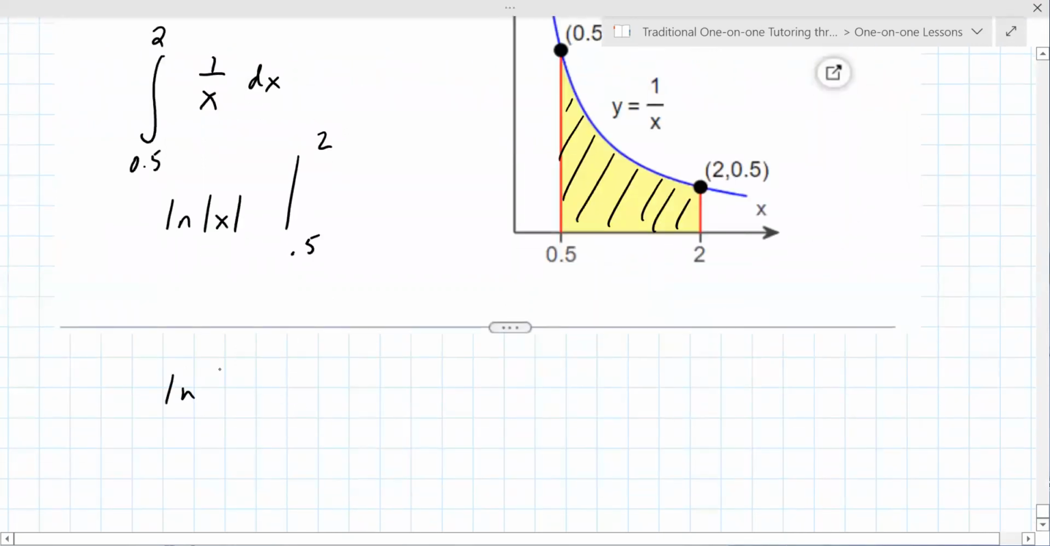So you're like, all right, well, natural log of 2 minus natural log of 0.5, which is really 1/2. So it's like, well, what's my answer? So the thing here is that there's a property of logarithms where this becomes natural log of 1. Natural log of 1 minus natural log. Sorry, I'm having a little technology issue here again.